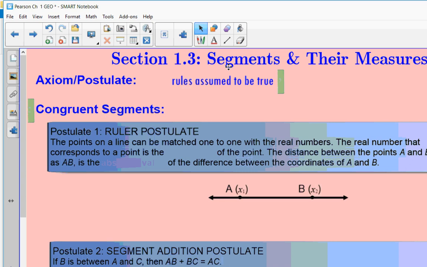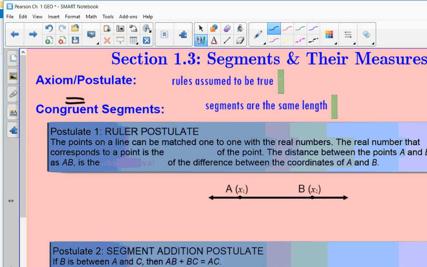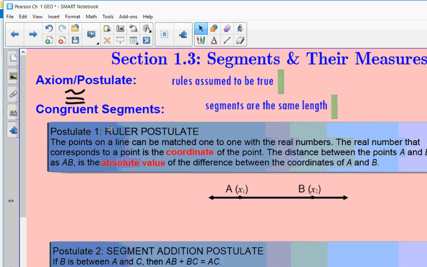Okay. Congruent segments are segments that are the same length. So congruent just means that they're equal, and a lot of times you're going to see this symbol that usually means congruent to. And then we've got this one, the ruler postulate. There's a couple blanks in here. I'll just open those up for you and let you add those in.